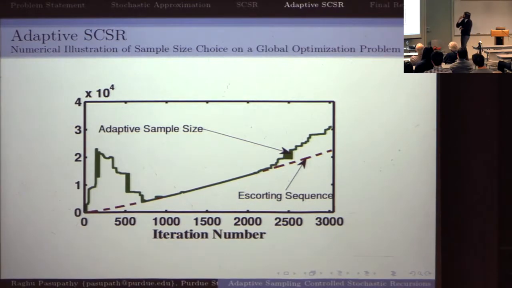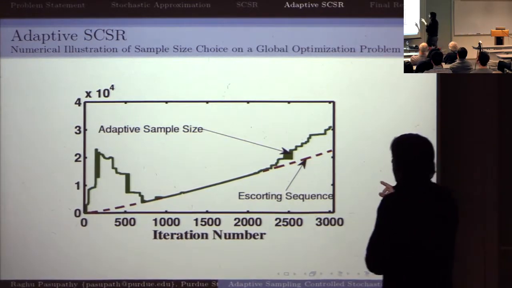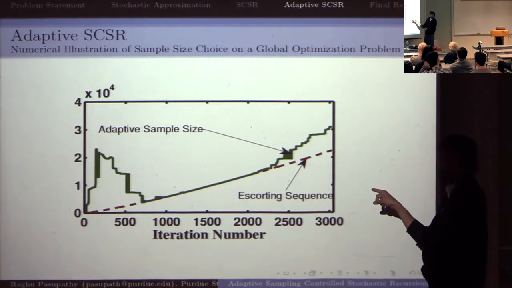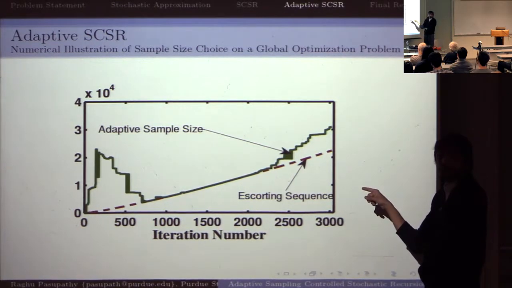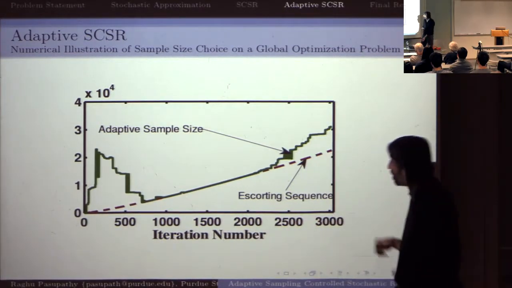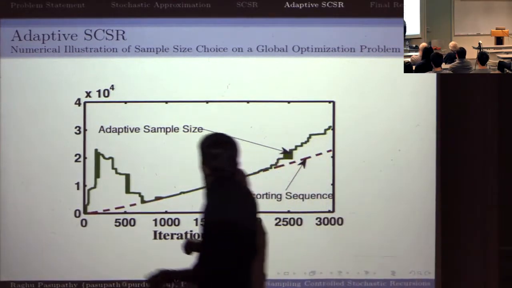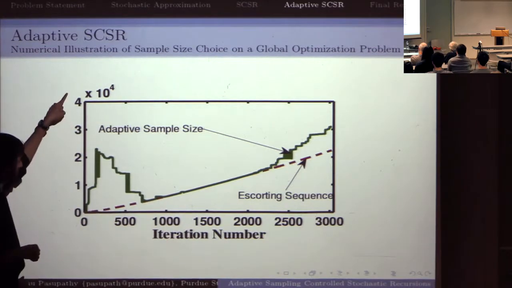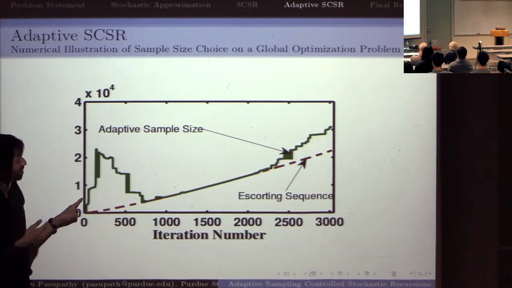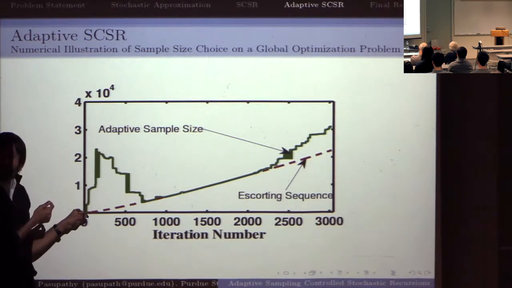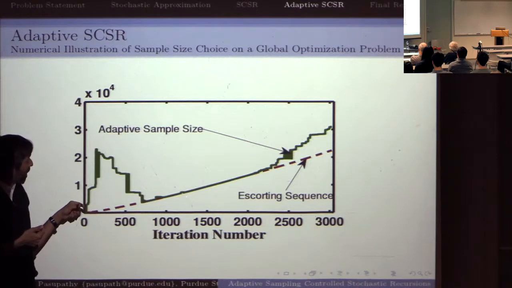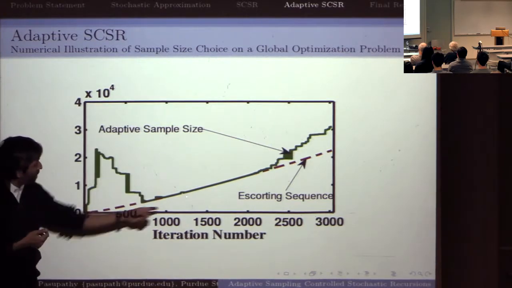Okay, so this is an illustration of how these sample sizes typically look when you actually implement this on a real problem. On the x-axis, I have iteration number. On the y-axis, it's the actual sample size that was incorporated, and this is a realization from a global optimization problem on an online classification problem. And this is kind of how it typically looks.